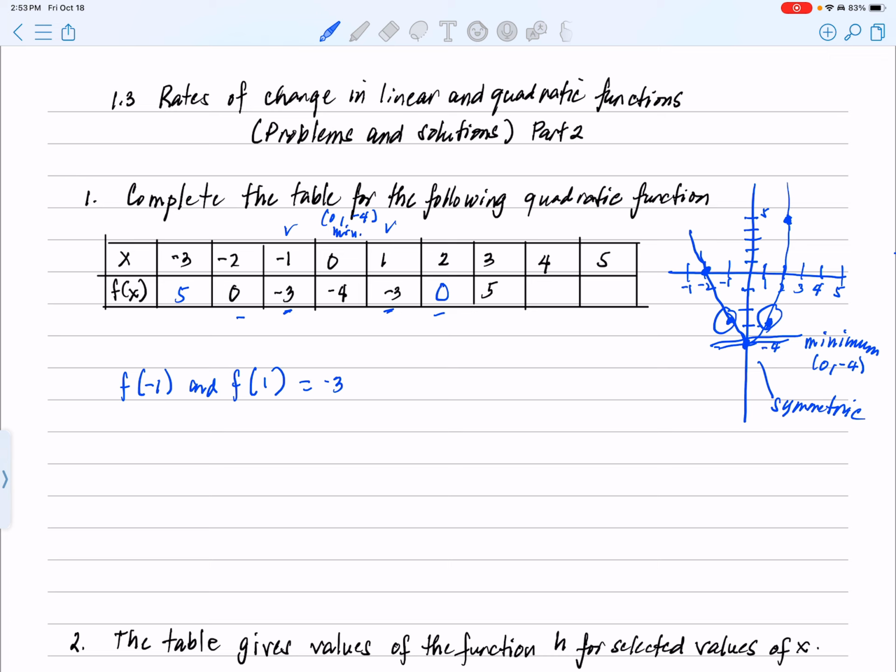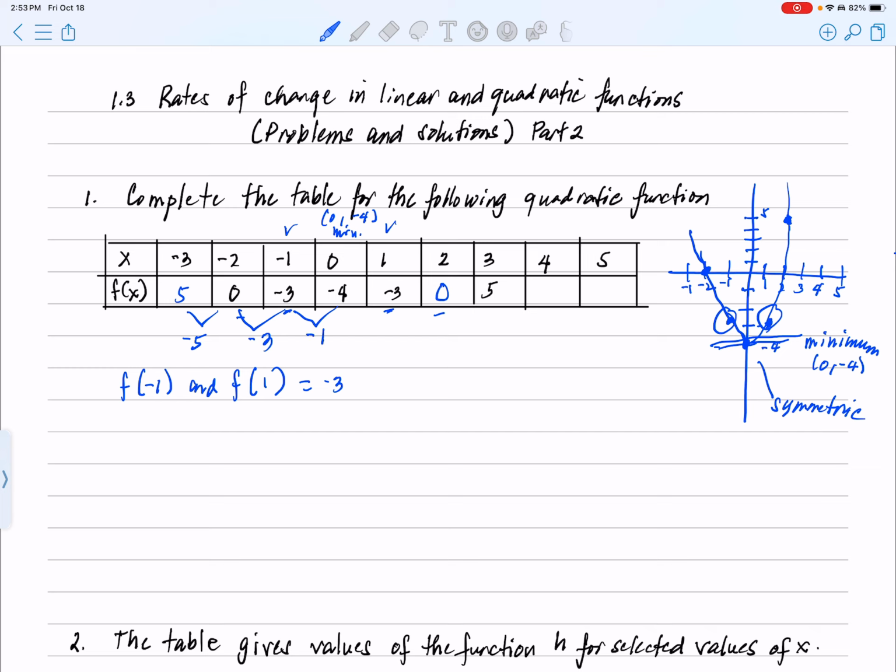All right. So to find this missing value, we could use the first and the second difference. Okay. Let's look at this. Let's do the first difference. The difference from 5 to 0, that means 0 minus 5 is -5. So the difference from 0 to -3, that means -3 minus 0, the difference is -3. Okay? So the difference from -3 to -4, that means -4 minus a -3, that is -1.